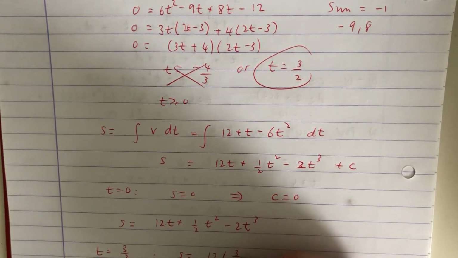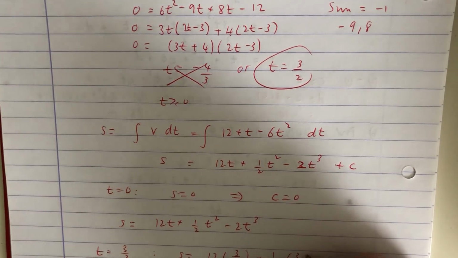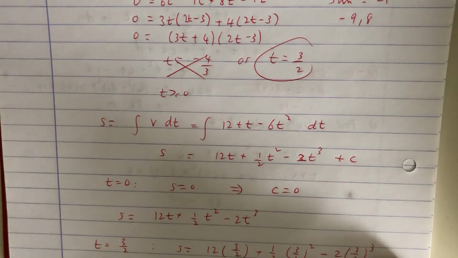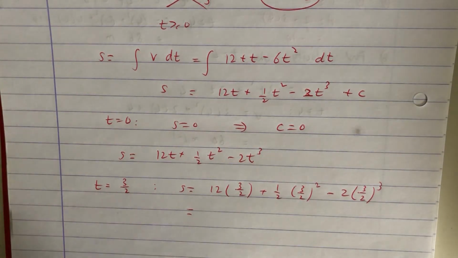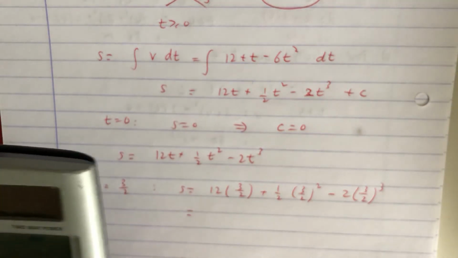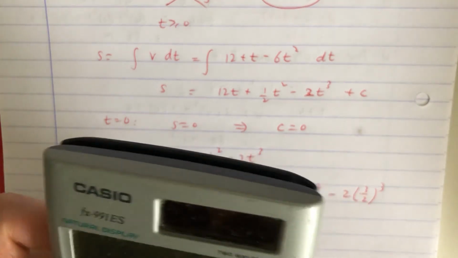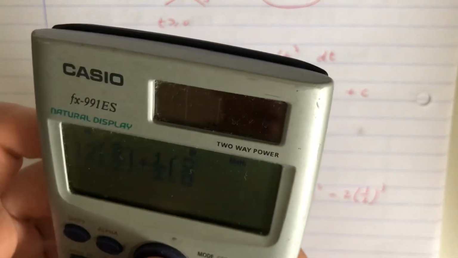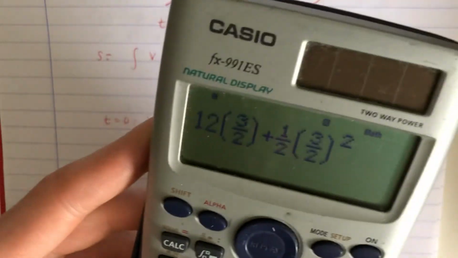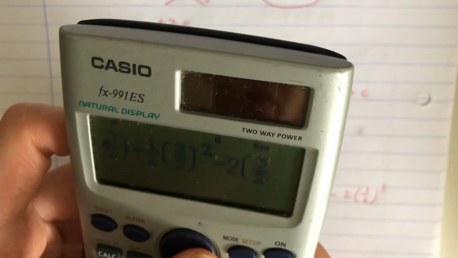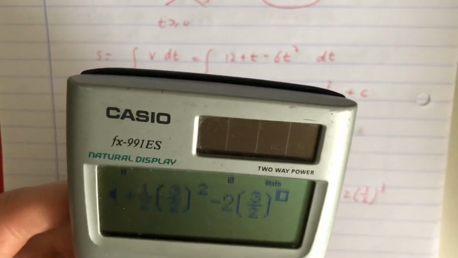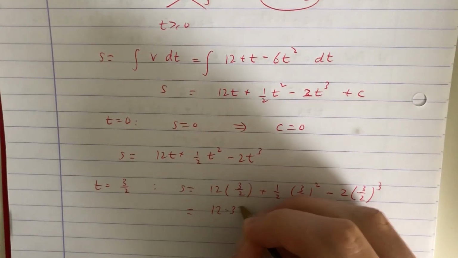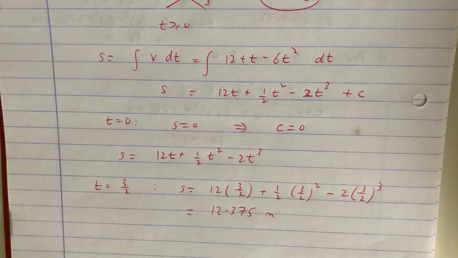And s would be 12 times 3/2, plus a half times (3/2) squared, minus 2 times (3/2) cubed, and then type that into your calculator to give you 12.375 meters would be my answer to that, and that is it.